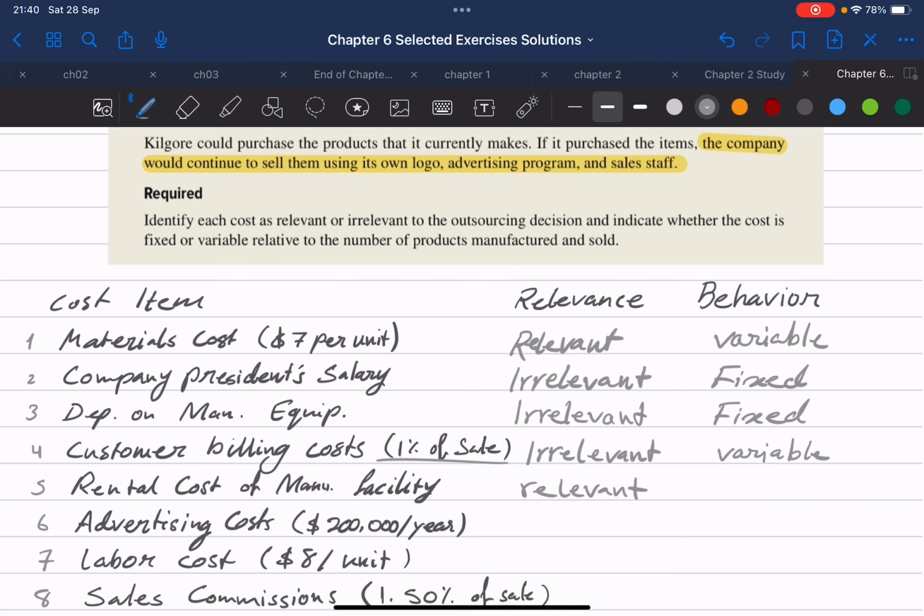Is it a fixed cost or a variable cost? Rental is always a fixed cost because it's not affected by the number of units that are produced by the business.